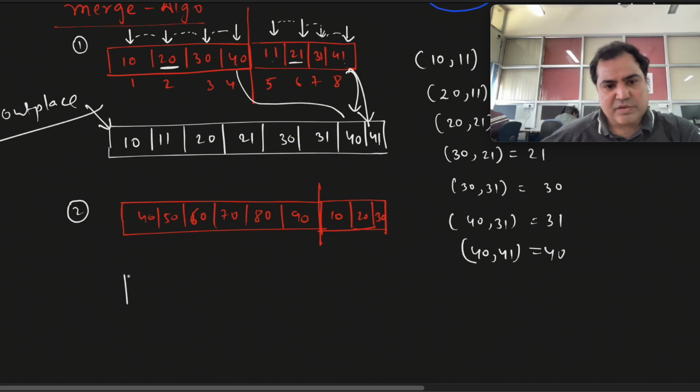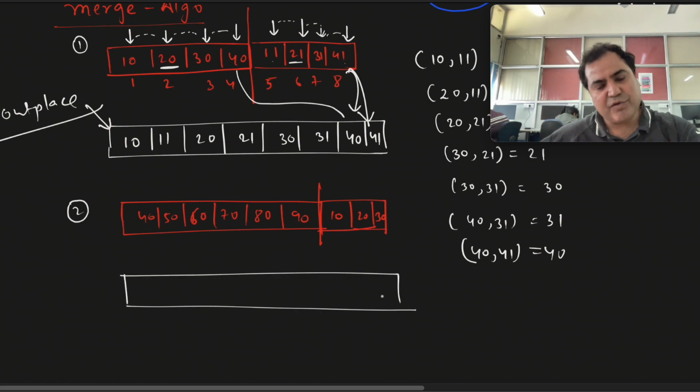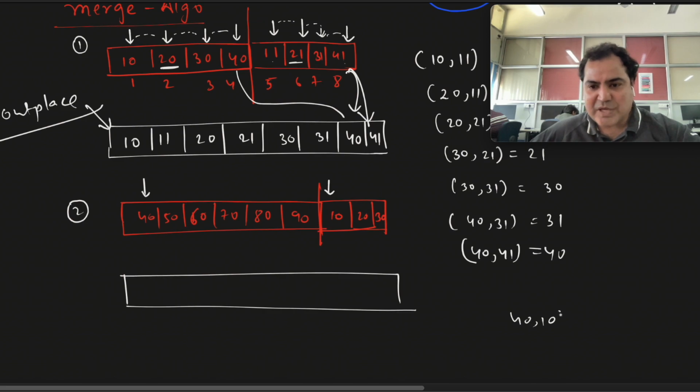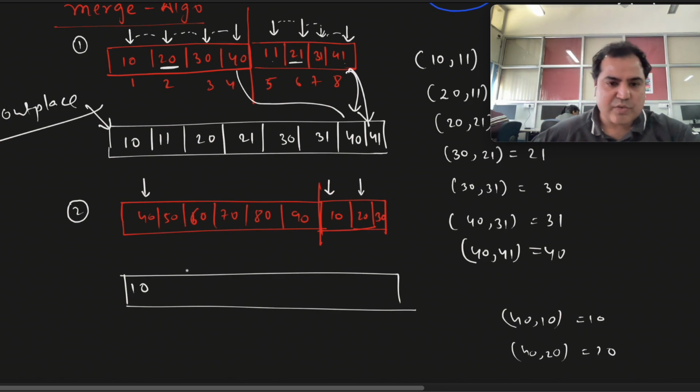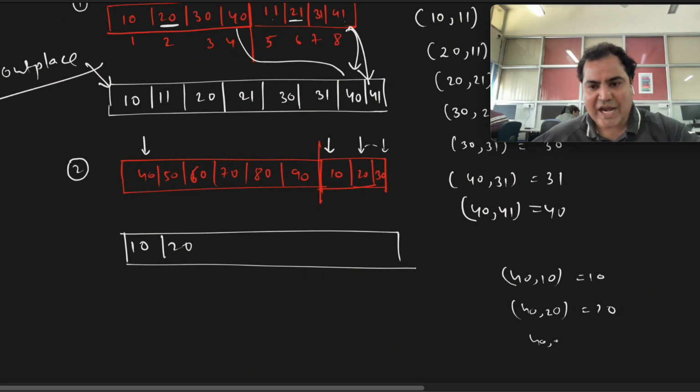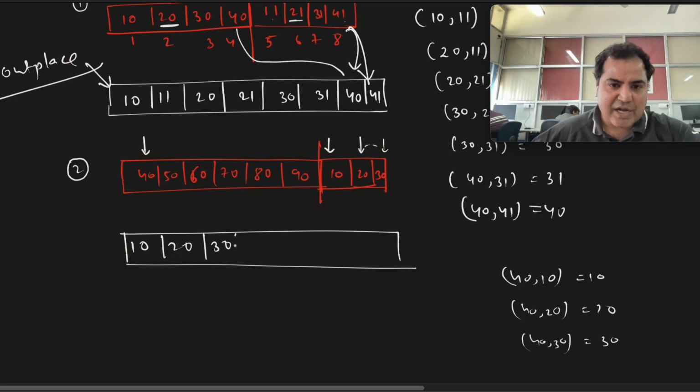We'll apply the same procedure. I have two pointers. You can find the reference of this in Coreman also. This is how they have done it. First 40 and 10 are compared. 10 is smaller, so 10 will get stored and the pointer moves further. Then 40 and 20 are compared. 20 is smaller, so 20 will get stored. The pointer moves further. Then 40 and 30 are compared, and 30 is smaller.